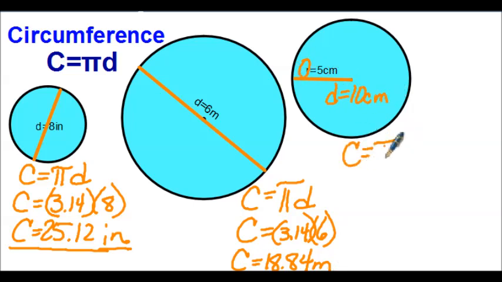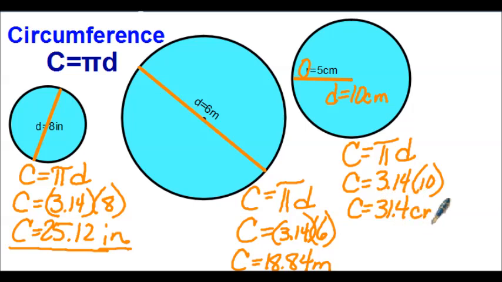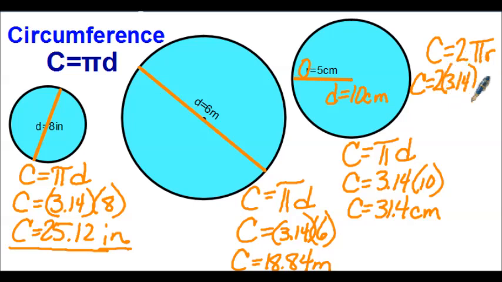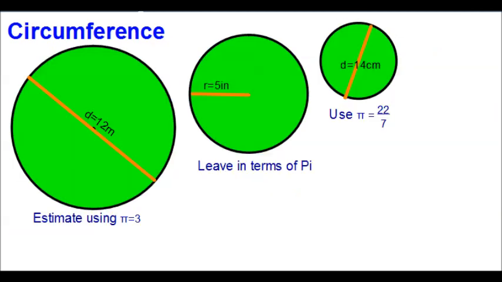On this third circle, the trick was to find that the diameter was 10, follow the same process, and your circumference here is 31.4 centimeters. You could also use C equals 2 pi r here to see that you'll get the same answer, and you use the radius of 5, and when you multiply across, you get the same answer.